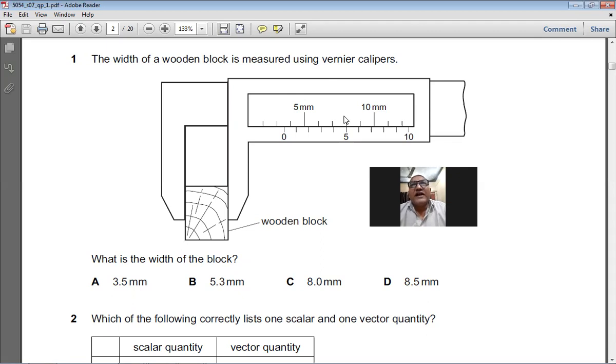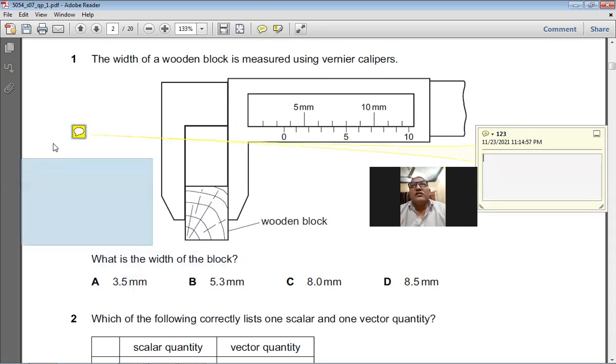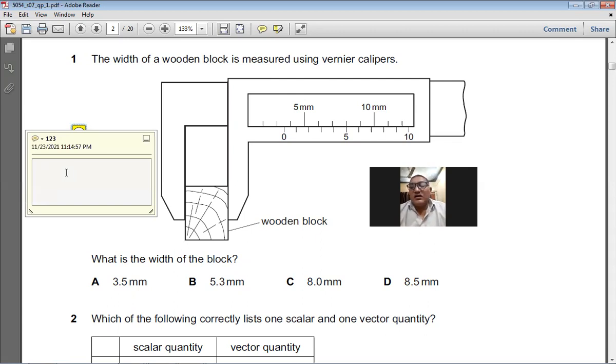So this is 5, 6, 7, 8, 9, 10. So probably this is 4, this is 3. So the zero has moved 3 point something. So it's on the right side of the 3. So it has moved 3 on the main scale. So 3 millimeters. So on your rough work, note down 3. Let me show you how I do this. So I will note down 3 point, and because this is millimeter, so this is millimeter.